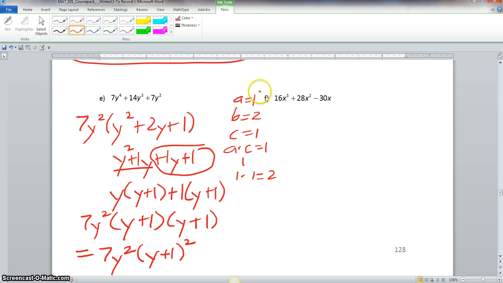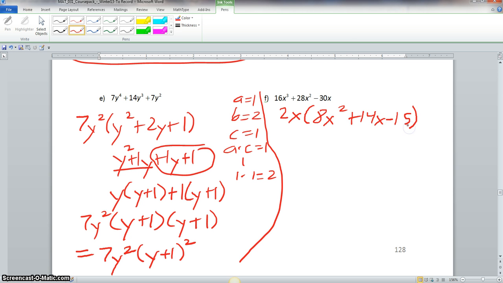Now, we go here to F. Now F, we have 16x cubed, 28x squared, and a minus 30x. Now the only thing that it seems that they all have in common is 2x. So that will leave 8x squared plus 14x minus 15. Now we have nothing in common here. So what we would have to do is list our A, B, and C.